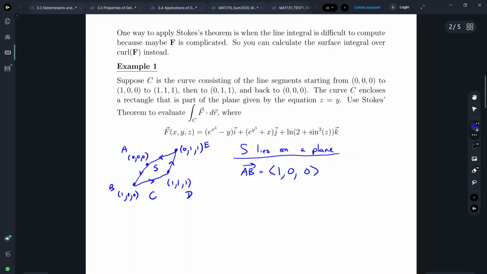And then the vector AE, right? If you remember back when we studied planes, you want the 2 vectors to have a common endpoint. So we start from A for the 2 vectors. So the other vector would be AE. So take E, subtract A, and you get the vector 0, 1, 1. Okay, so now we calculate the cross product.